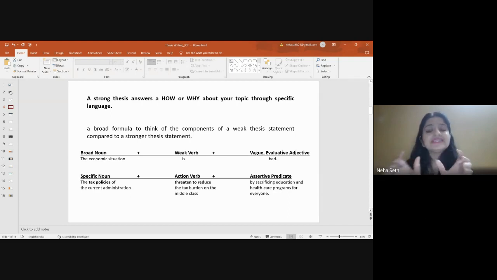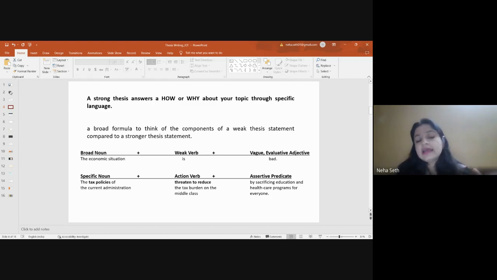This language is very important, and it should answer how I'm going to do that, whatever I am going to test, and why. What is the motivation behind it? Why am I going to do that? So a broad formula to think of the components of a weak thesis statement compared to a strong thesis statement is given as under.